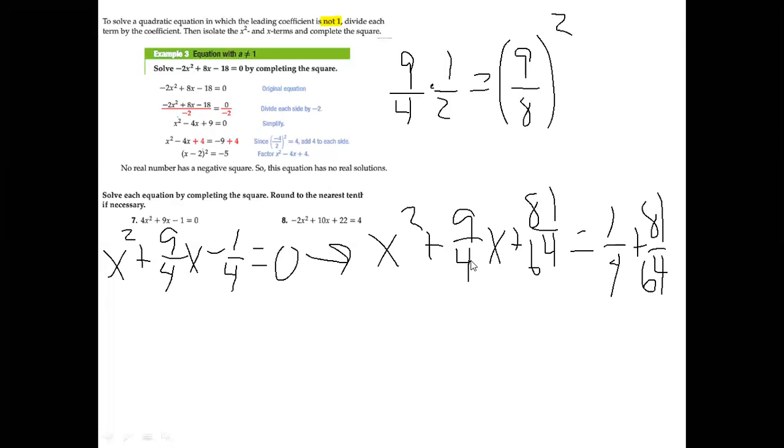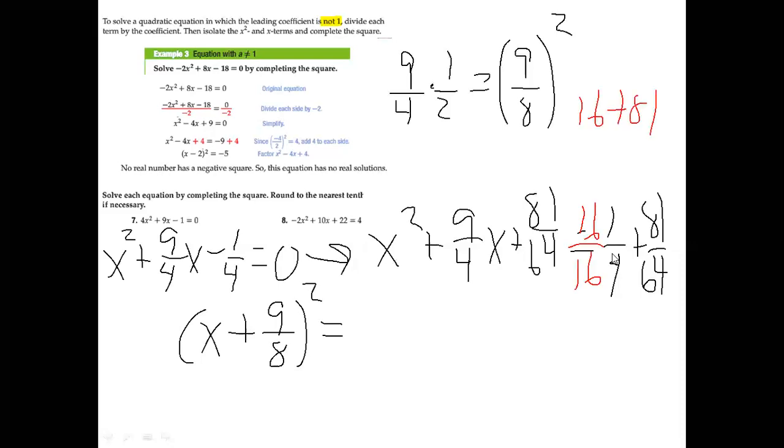Okay. Now, the factored form, remember, it's going to be x plus, because the middle term is plus, and just half the middle term, basically what you squared in order to get the constant. So it's going to be x plus 9/8 squared equals, now 81/64 and 1/4. Don't convert these to decimals. Just get a common denominator and add. So the common denominator should be 64. So you have to multiply this one by 16 over 16. So you'd have 16 plus 81 over 64.